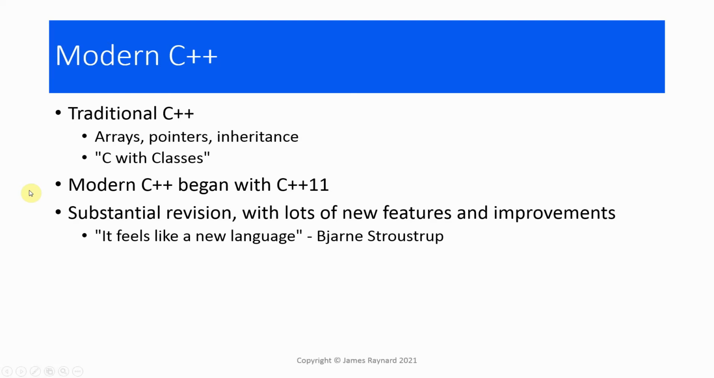In 2011, a new version came out, which is quite a different language, in fact so different that it's often called Modern C++. It was a substantial revision to C++. Lots of new features were added, some of them borrowed from other languages, and there are many improvements to existing features. As Bjarne Stroustrup said at the time, it feels like a new language.